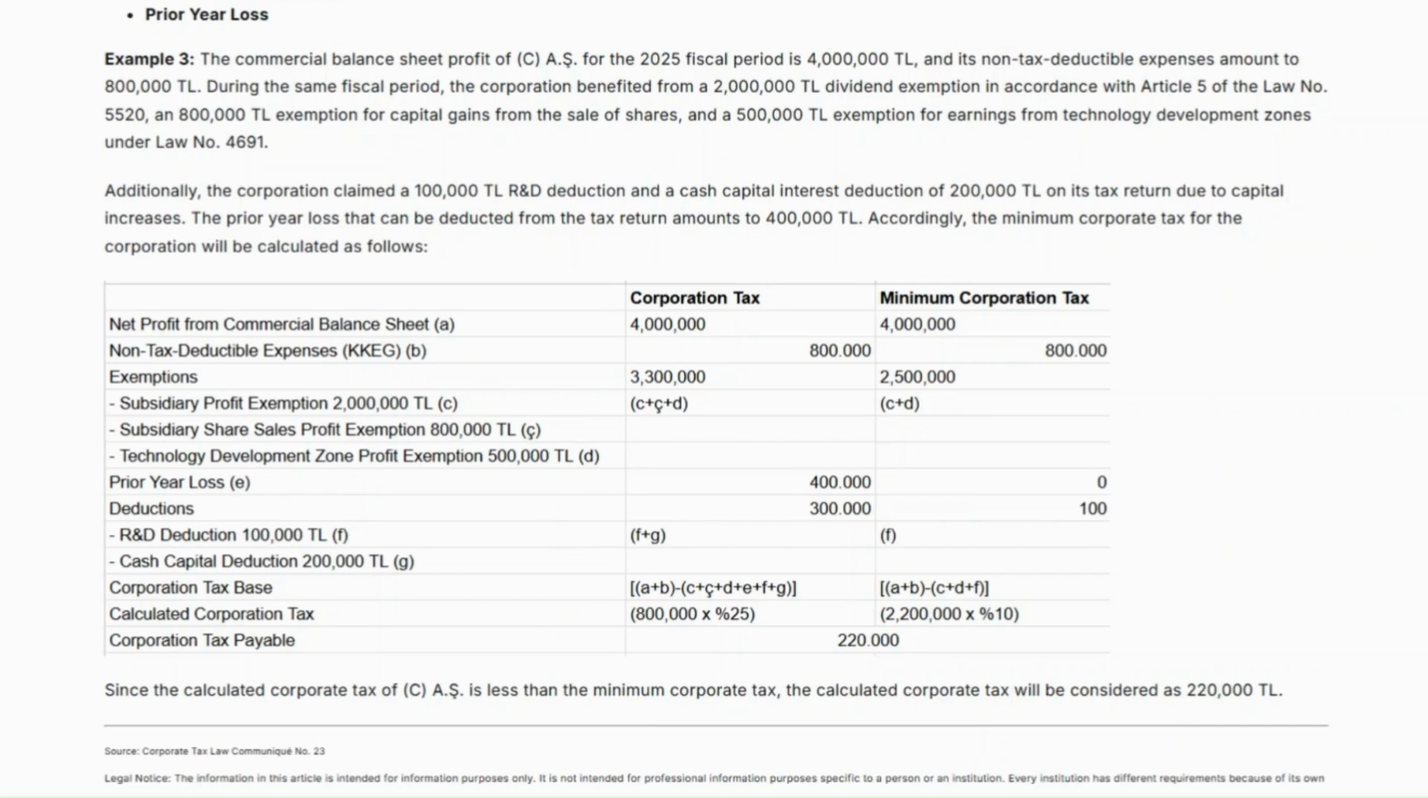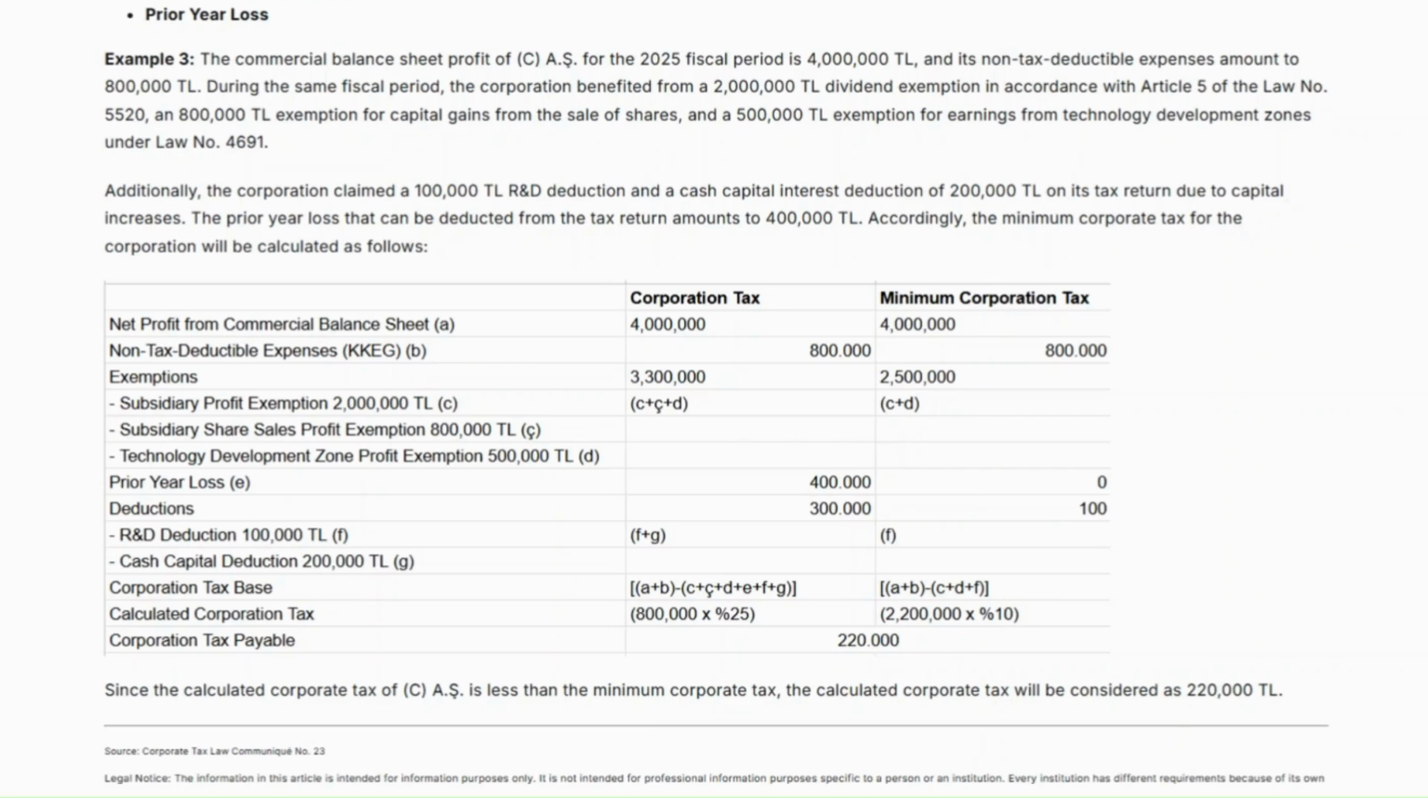From the minimum corporate tax calculated for the AŞ at 1,100,000 Turkish lira, the 800,000 not collected under the investment incentive certificate is deducted, resulting in a minimum corporate tax of 300,000. Since the calculated corporate tax of 700,000 Turkish lira is higher than this minimum, no additional tax payment is required under the minimum corporate tax application.